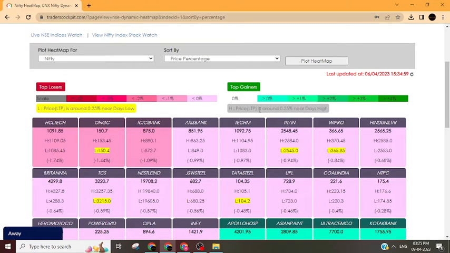And the gray color coding will be in whichever stock the LTP is around 0.25% nearer to the day's high. This color coding has been given only to understand if the LTP is more inclined towards the day's low or towards the day's high, that is, whether the stock is trading nearer to the day's low or the day's high. To understand that, we have given this color coding.